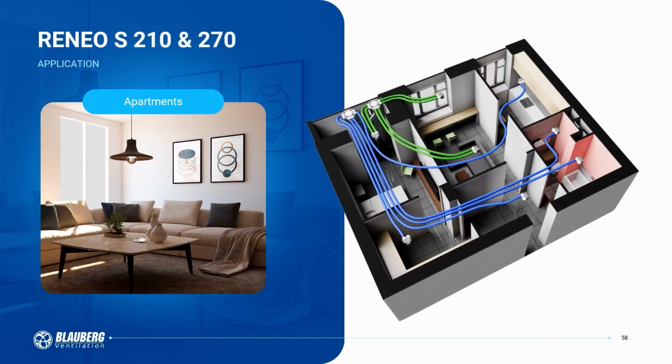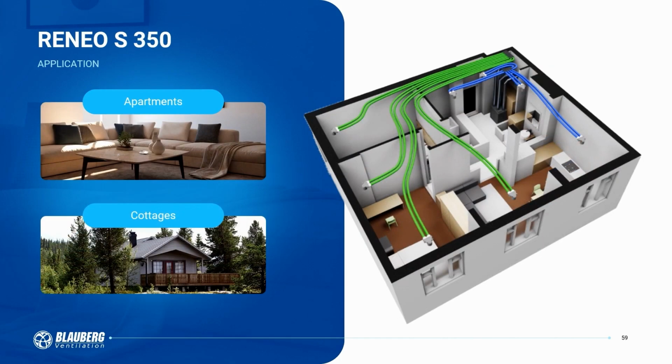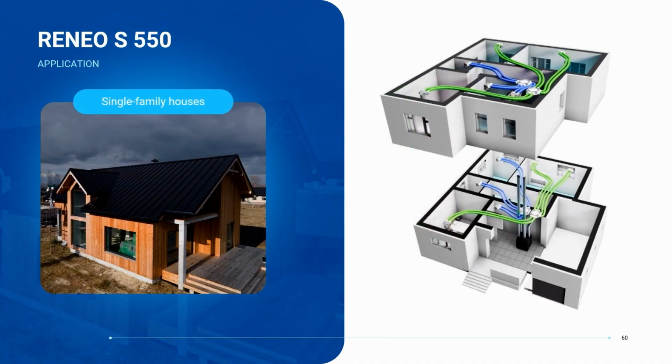Spacious apartments. A solution using the vertical Reneo S270 unit for larger apartments. Large apartments and cottages. The Reneo S350 unit is suitable for large apartments and cottages. Air exchange for areas up to 200 square meters. The Reneo D550 is ideal for any space with an air exchange area of up to 200 square meters.